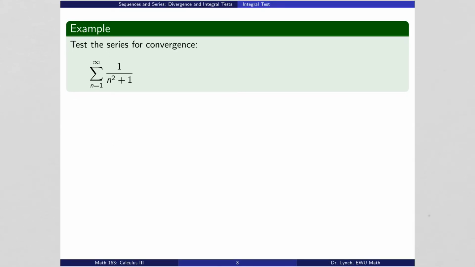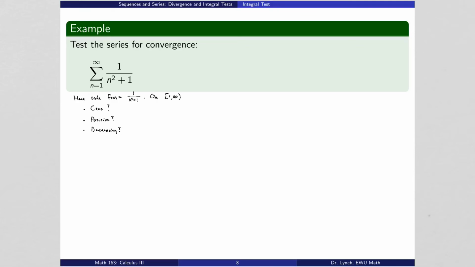Okay, here's another example. Let's go ahead and test this series for convergence, the sum from 1 to infinity of 1 over the quantity n squared plus 1. Okay, so here again, we see something that looks like something we can integrate. So we'll go ahead and define our f carefully, check that the integral test applies, and then use the improper integral to say something about the series.